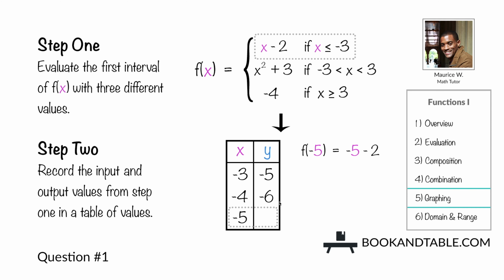And then the third row would be f of negative 5, which is equal to negative 5 minus 2, which is equal to negative 7. So the input value would be negative 5 and the output value would be negative 7.